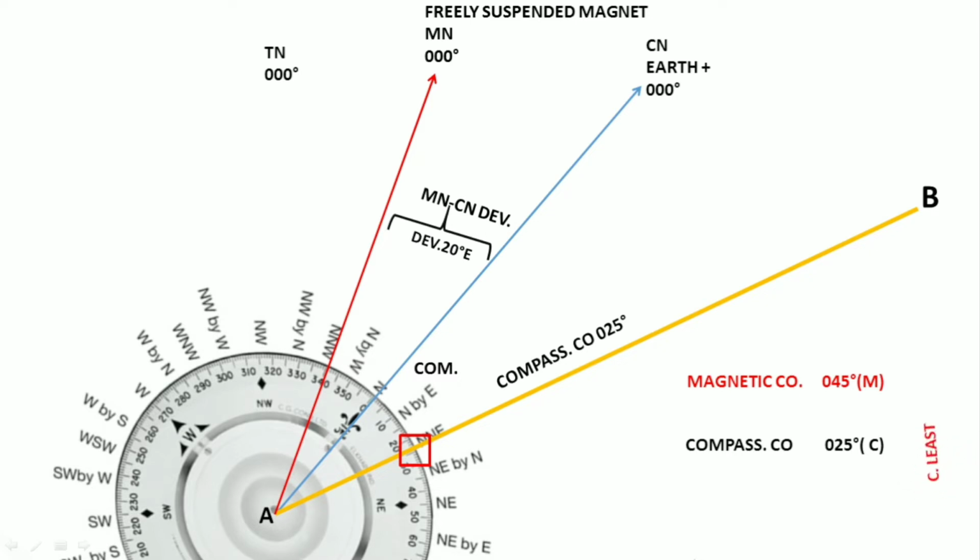And I would go by compass least, deviation east. The compass is to the east, so deviation should be east. The deviation is 20 degrees east.